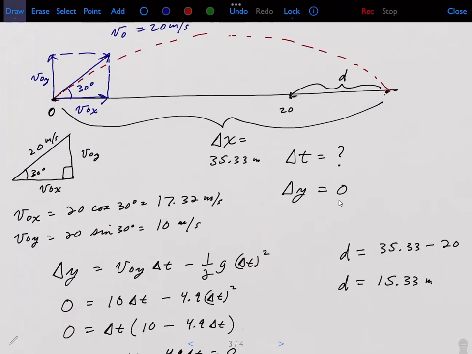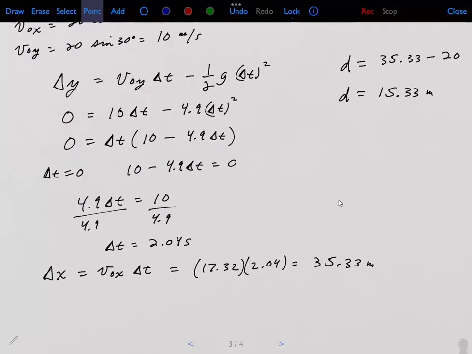So the receiver is going to leave this position at 20 and run to this position at 35.33. So the receiver is running this distance of 15.33 meters. And what time are they running it? Well, they're running it in the total time that the football is in the air, right? They're running it for that same time that we just found, which is, what was it, 2.04 seconds.